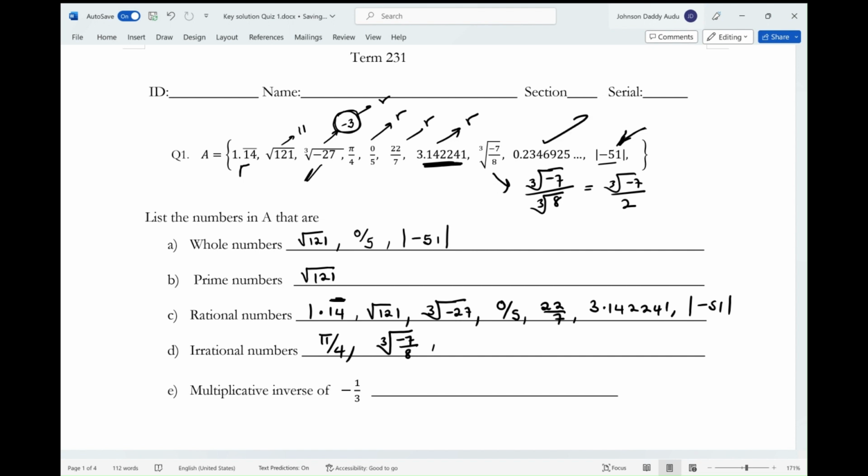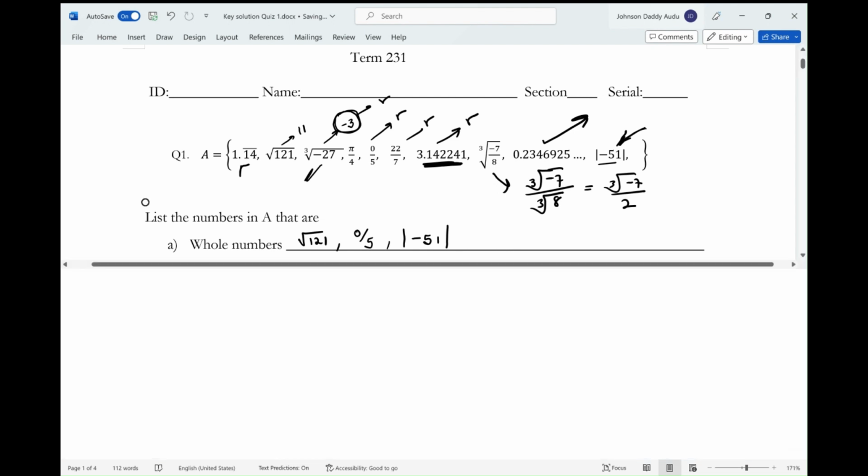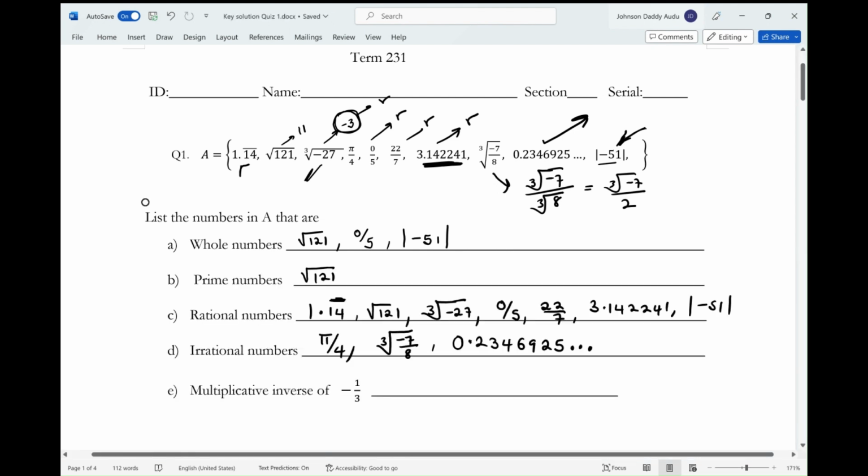Then we have, what else again? This one is also irrational because it is non-repeating and non-terminating. So this is 0.2346925 and so on. So you see, this is not repeating and it's also non-terminating. And that is the definition of irrational numbers. Then finally we have the multiplicative inverse of minus 1 over 3. It's simply the cube root of minus 27, right? Which is this one here.